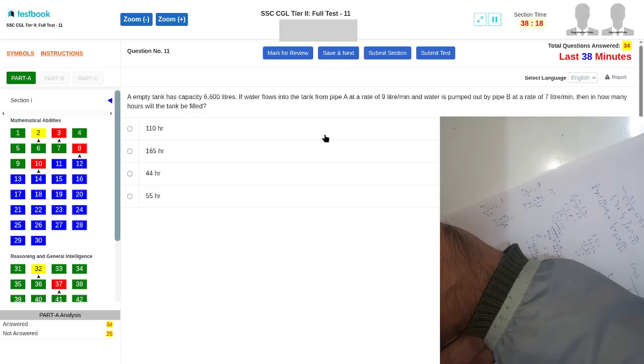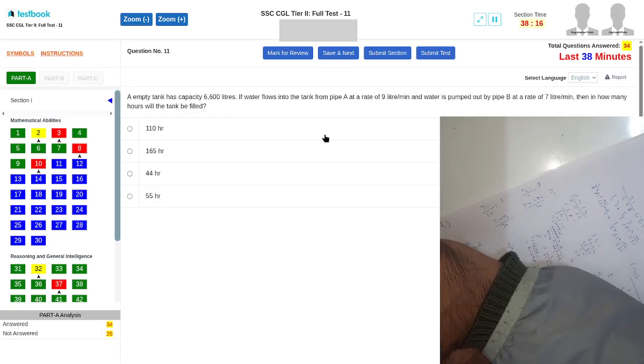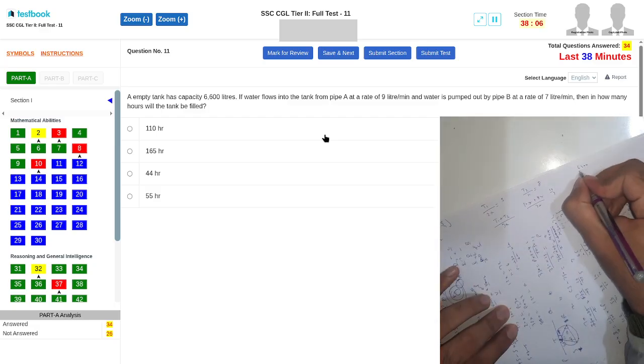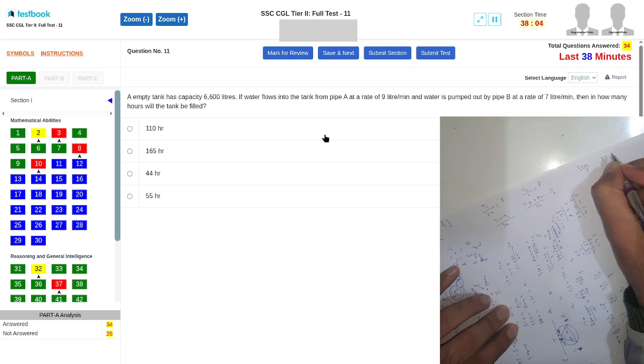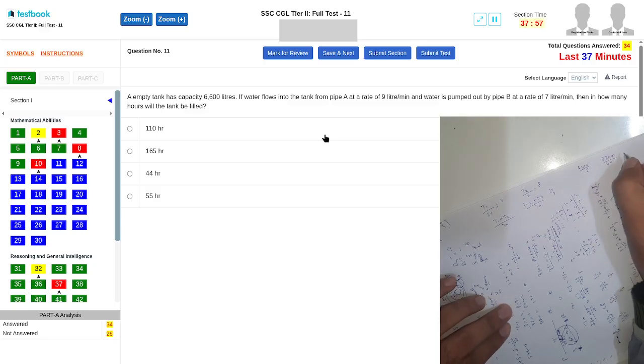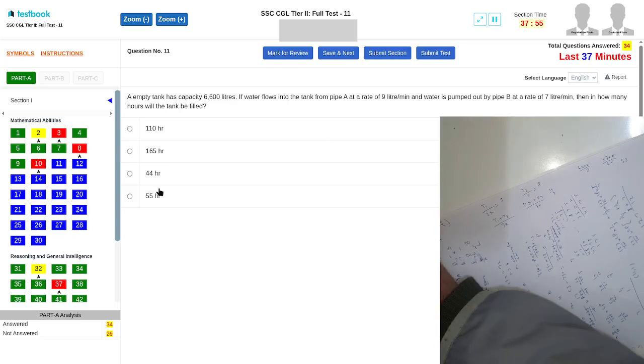Empty tank has capacity 6,700 liters. Water flows into the tank from a pipe at 9 liters per minute and water is pumped out by another pipe at a rate of 7. How many hours will the tank be filled? 1 मिनट में, 3300 मिनट लगेंगे, डिवाइड बाई 60 तो लग जाएगी 55 घंटे.